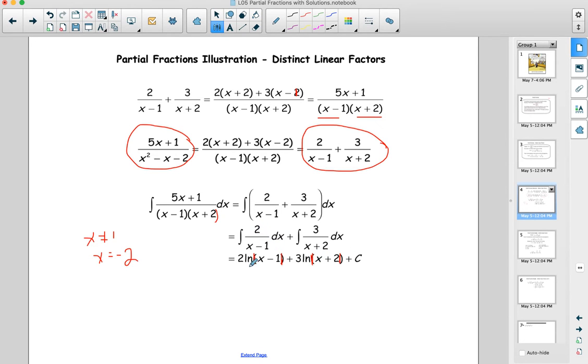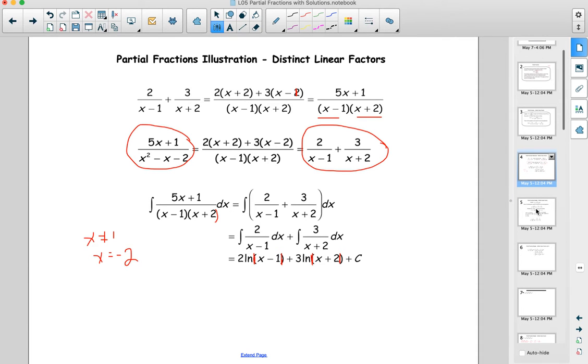So integrating, we would get 2 ln of the absolute value of x minus 1 plus 3 ln of the absolute value of x plus 2 plus c as our integral.